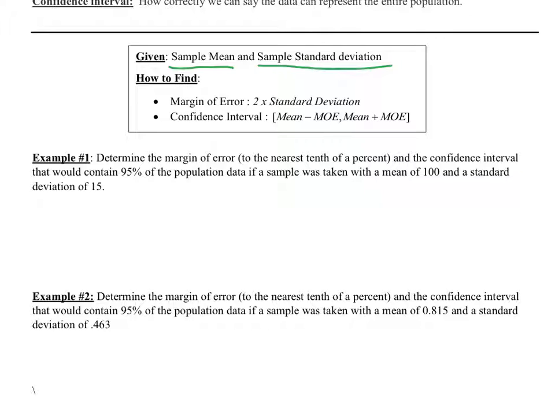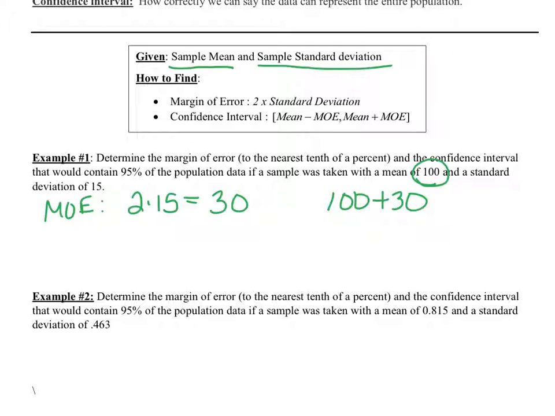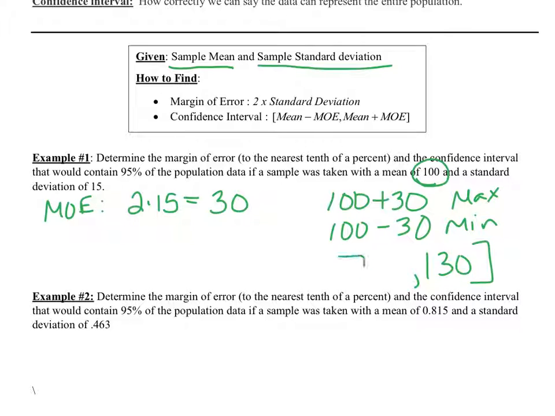So the margin of error is always 2 times our standard deviation. So here, the margin of error is 2 times the standard deviation, which would be 30. So that means if our mean was 100 and we sampled the entire population, our confidence interval will be 100 plus 30 for the max and 100 minus 30 for the min. So if our mean was 100, then the real world, everyone else, if we sample anyone else in the real world, their average would be somewhere between 70 and 130.